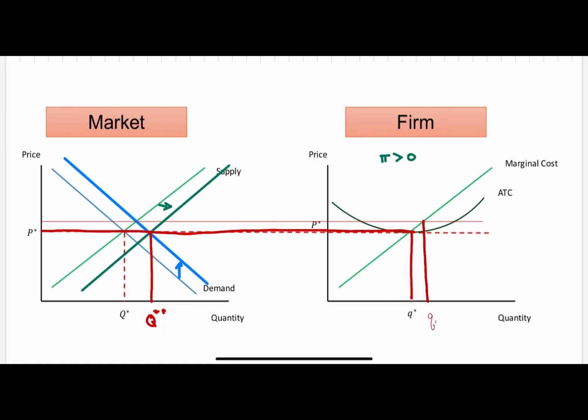And this example shows what happens in the short run when there's a shift in demand, which creates short run profits for the firm, and then what happens in the long run, and then the market will see entry, which drives the price down, which means in the long run, the firms will not have economic profits.